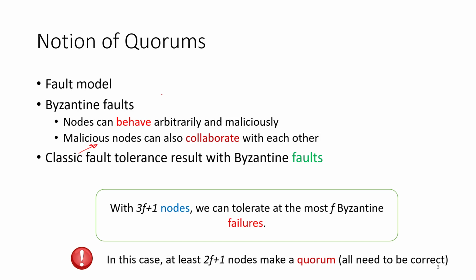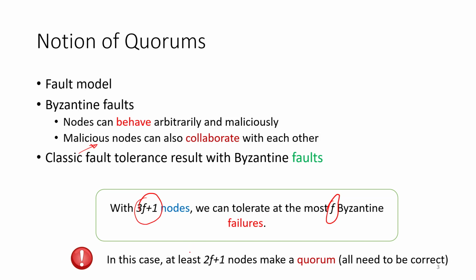If you look at our classical fault tolerance result, which is there earlier in this lecture series, you will find that for Byzantine faults, if we have 3f plus 1 nodes, we can tolerate at the most f Byzantine failures, and also it takes a lot of time. It takes n factorial time to still come to an agreement, to still come to a consensus. But nonetheless, with 3f plus 1, the maximum number of Byzantine failures we can tolerate is f, not more than that, because more than that, the system is not guaranteed to complete.